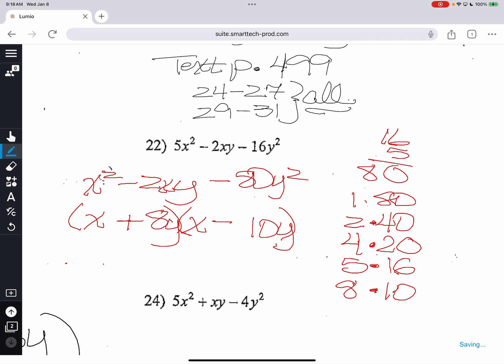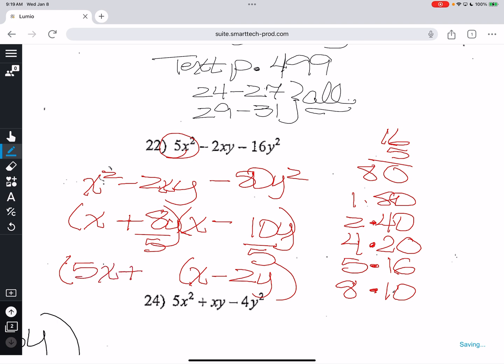Go back to the lead coefficient, which is 5. Can you simplify either of those? The second: 10 divided by 5 is 2, so the last one is going to be x minus 2y. What will the first one be? 5x plus 8y. Alrighty? So if you can't simplify, you move it to the right. That's bottoms up.